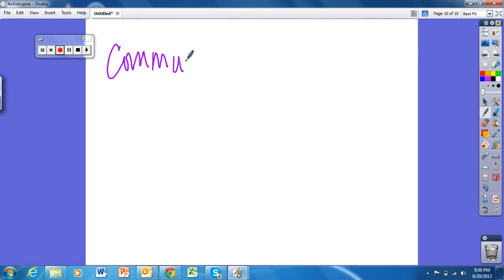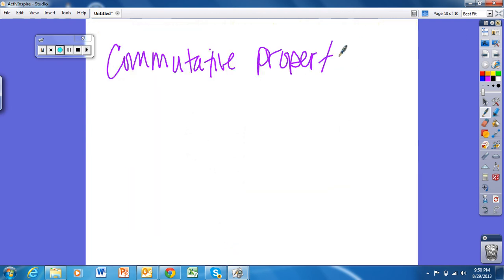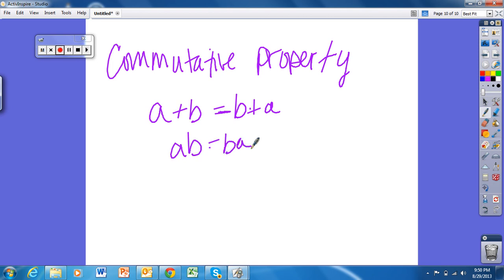Commutative property. Oopsies. It is when you reverse the order of things, but they're still true. So a plus b equals b plus a. It can also be said that a times b equals b times a. Commutative property works for addition and multiplication.